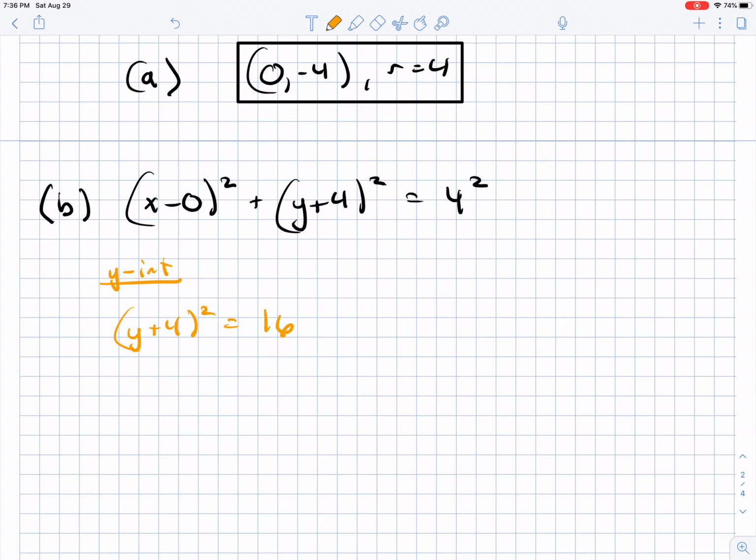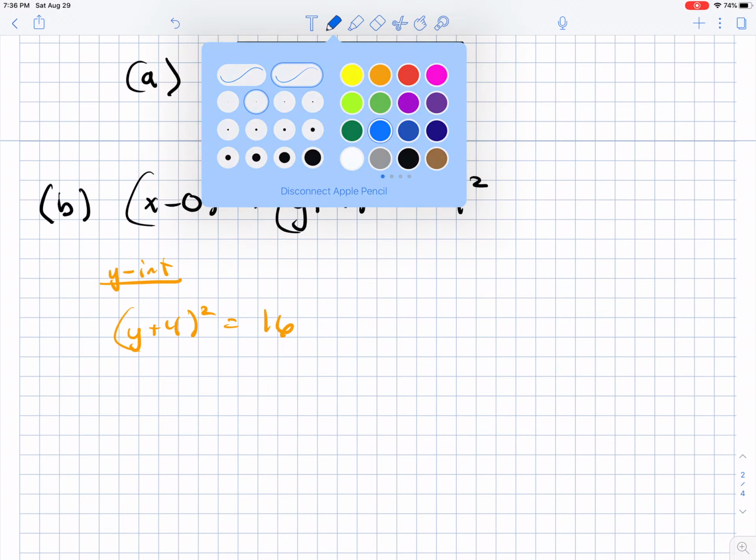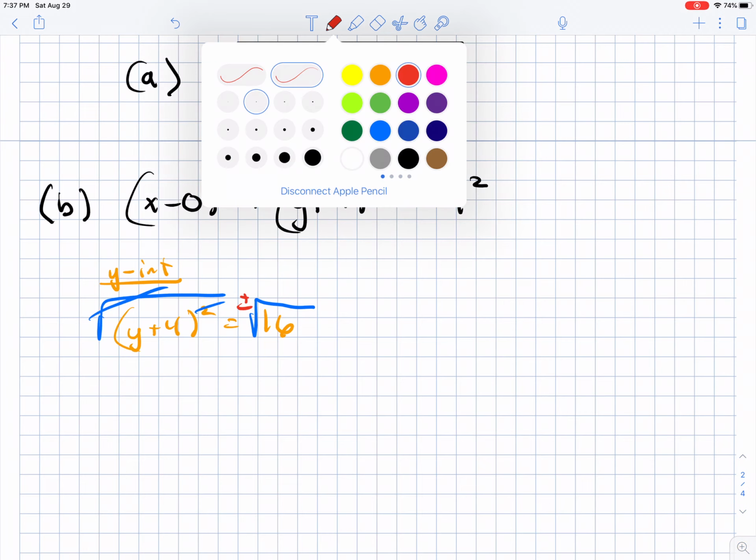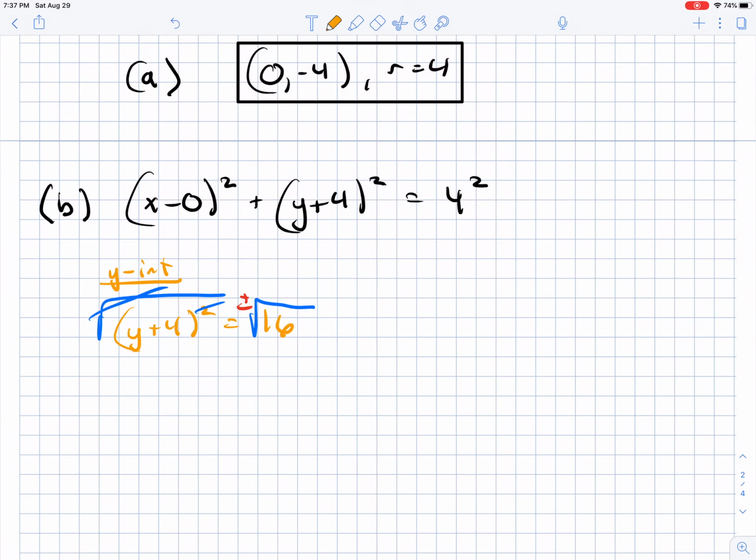All right. So at this stage, we can actually take the square root on both sides. Square root and square root. This symbol cancels this one. And whenever we do square root, we have to do plus or minus. So on the left we get y plus 4. On the right, we get plus or minus 4. So then ultimately, y is going to be equal to negative 4 plus or minus 4.